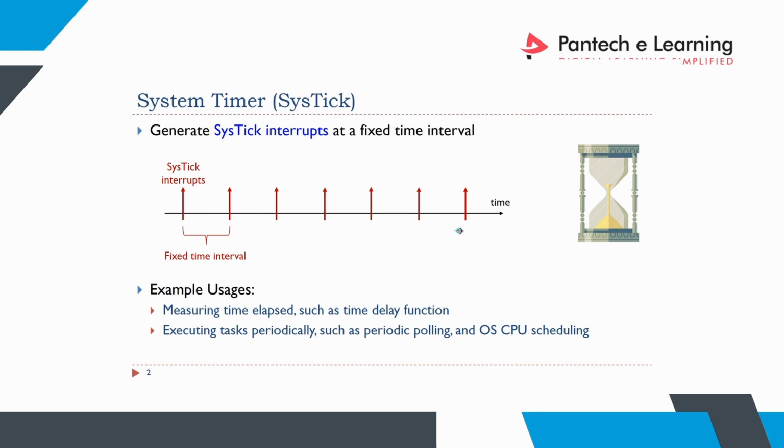So what can we do with this? We can use it for measuring our delay time, so we can create a delay function using the system tick function. Then we can use it for executing tasks periodically, such as periodic polling and in an OS. You can also see the system tick is used most in developing an RTOS, a real-time OS. Every time this system tick interrupt is generated, the system will do some operations.